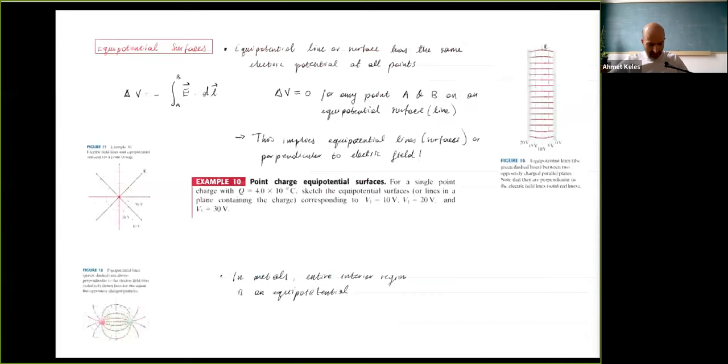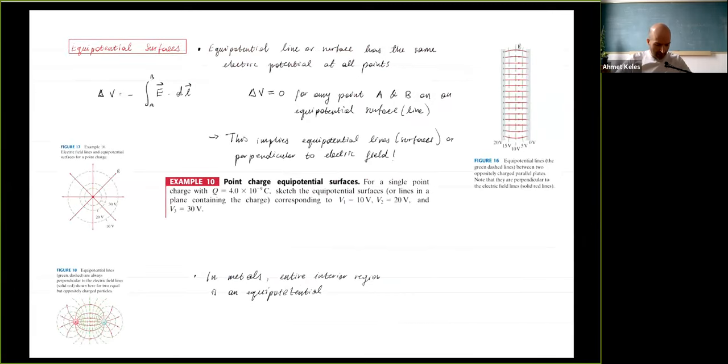Now let's introduce something else. I want to introduce so-called equipotential lines and equipotential surfaces. These are what their name suggests. An equipotential line or equipotential surface is a line or surface on which electric potential is the same at all points. Another way of saying this is the change of electric potential between any 2 points on an equipotential line or equipotential surface, let's call them A and B, should be 0, right?